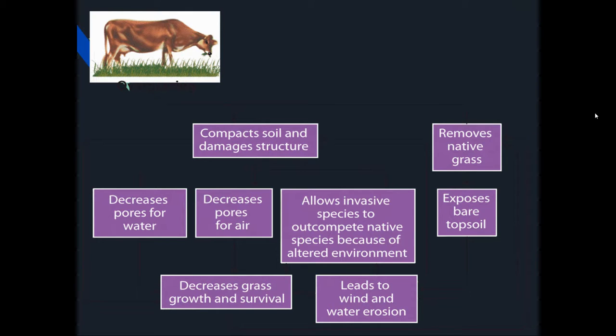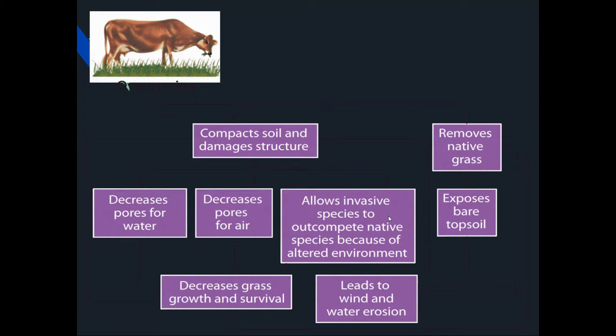So you can look at this flow chart, some things that happen with overgrazing. One thing, if you have a large ranch operation, you have the compaction of soil, which doesn't allow air and water to flow freely through the soil. It also removes native grasses, which are used naturally to hold on to dirt. It decreases pores for water and air. It allows invasive species to outcompete native species because of the altered environment.